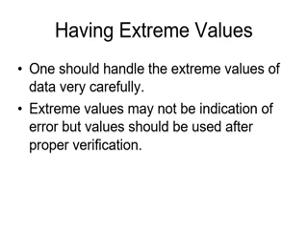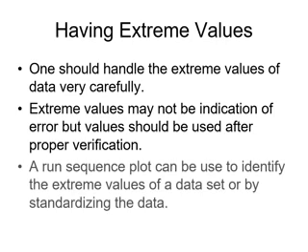Out of range is some value which is not possible because it is not within the range. Extreme value means some very high or very low value compared to the other observations in the data set, and this looks improbable. One should handle such extreme values of data very carefully. Extreme values may not be an indication of an error, but values should be used after proper verification. When you really find extreme values, they need to be scrutinized. A run sequence plot can be used to identify the extreme values of a data set, or we can standardize the data.